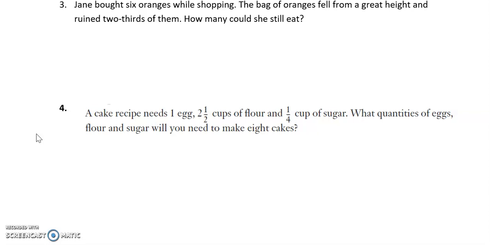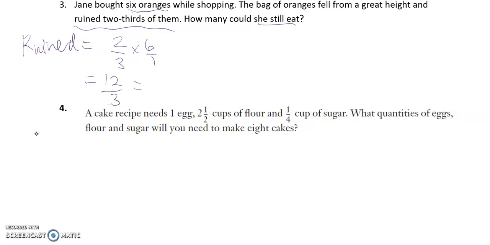So in this question here it says Jane bought 6 oranges. While shopping, the bag of oranges fell from a great height and ruined 2/3 of them. How many could she still eat? So the first thing you want to figure out is how many oranges were ruined. Okay, and it says here that 2/3 of the 6 original were ruined. So that's 6 over 1. You can cancel if you want, or you could just do 2 times 6 is 12. 12 divided by 3 is equal to 4. So there were 4 oranges ruined.